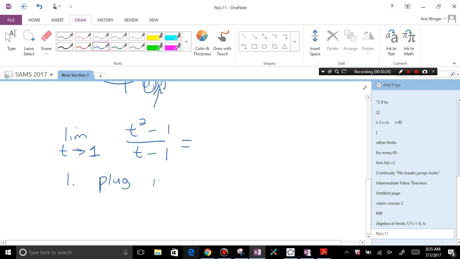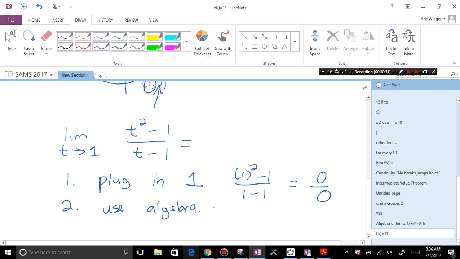Let's see what happens. Plug in 1. We know that that's problematic. If you plug in 1, we get 1 squared minus 1 over 1 minus 1. That's 0 over 0. And so that could be anything. This requires that at this point we use some algebra. For the next few problems, this is the condition that we will be dealing with. What happens when you get 0 over 0? Because this will lead directly into being able to calculate derivatives by the definition.